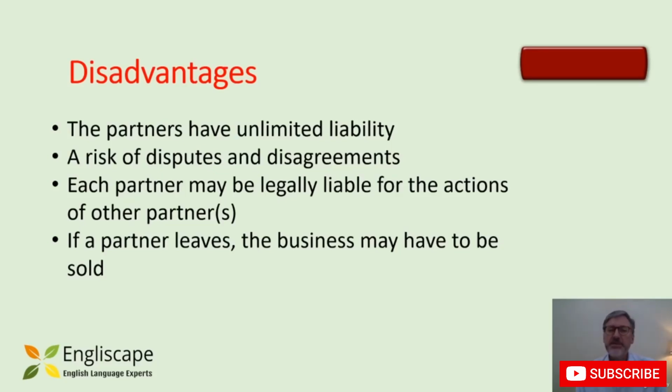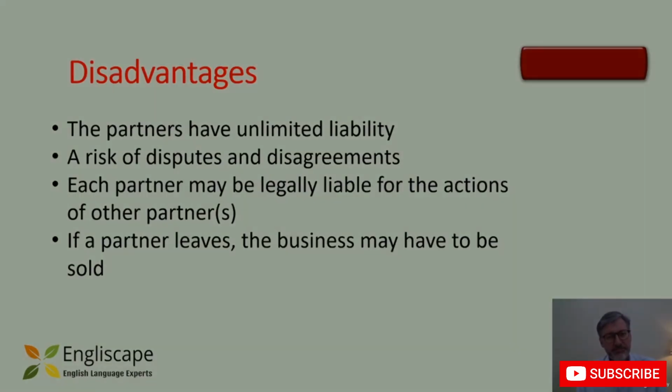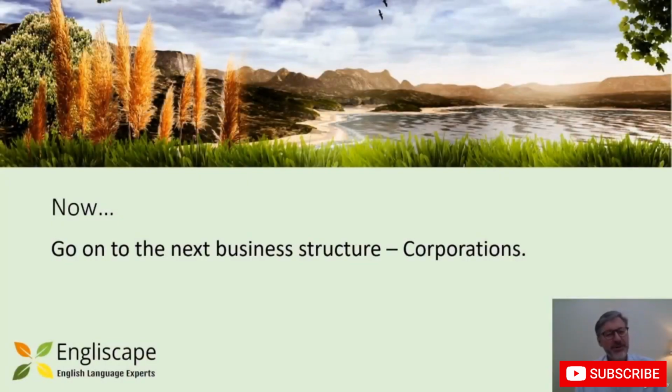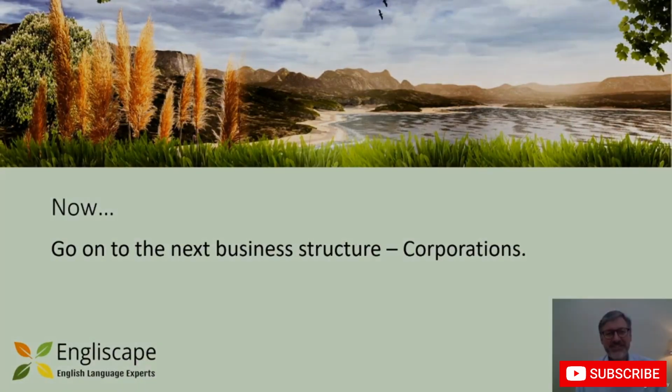Each partner may be legally liable for the actions of another partner. So one partner could do something that makes all the partners in the business legally liable for their actions. And finally, if a partner leaves, the business may have to be sold, unless, of course, there is some other arrangement made in the partnership agreement or contract. Now, go on to the next and final business structure in this unit: corporations.